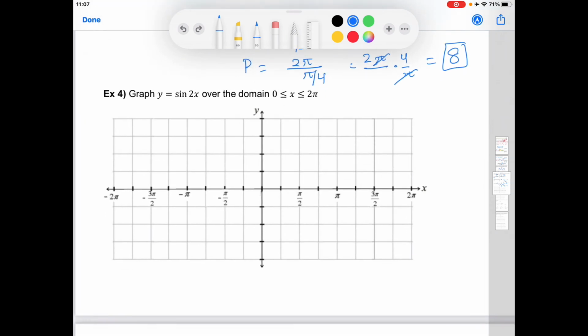So let's graph this. We have 2 questions to do. I want you to pause the video and see if you can do these. So it says graph y equals sine 2x over this domain. So domain is very, very important. It means I'm not going to have arrows, and I'm graphing only in this region. I'm not graphing anywhere else because it said 0 to 2 pi.